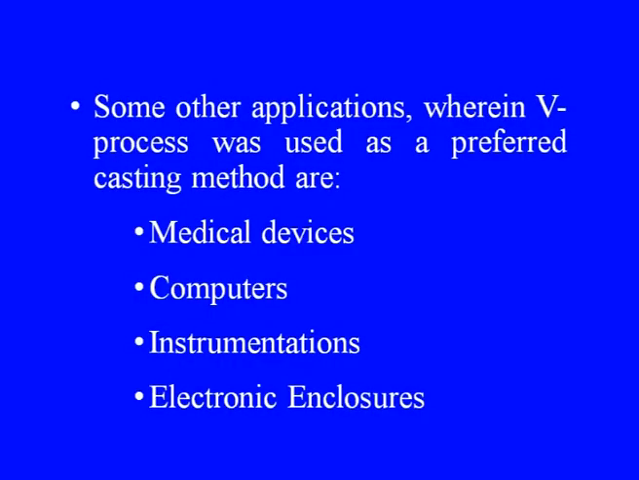Now let us see few applications of this process. The size of the product is no limitation in the V process. However, as found in literature, the application of V process castings are in the range of up to 8 tons for ingots. Some other applications wherein V process was used as a preferred casting mode are medical devices, computers, instrumentations, electronic enclosures, etc.